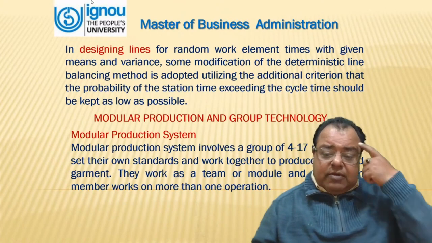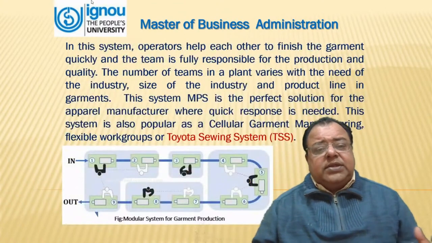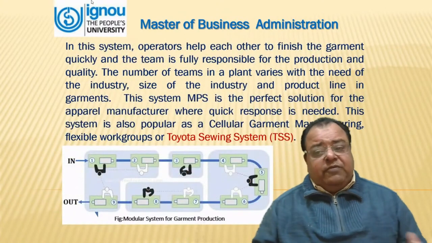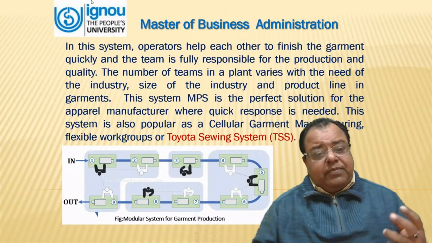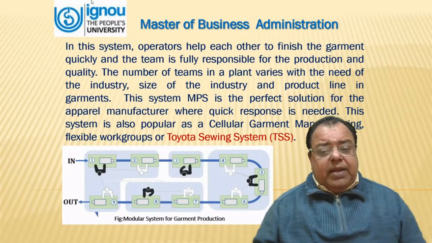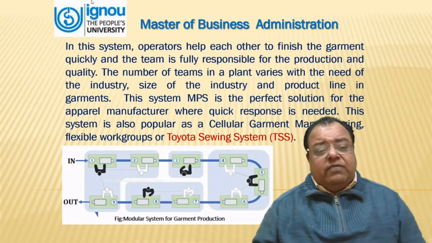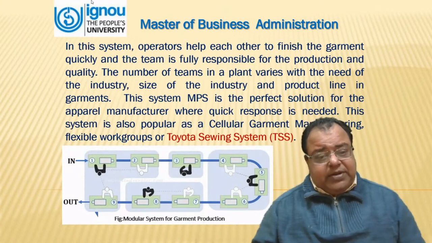They work as a team of module and each team member works on more than one operation. In this system, operators help each other to finish the garment quickly and the team is fully responsible for the production and quality. The number of teams in a plant varies with the need of the industry, size of the industry, and product line in the garments.